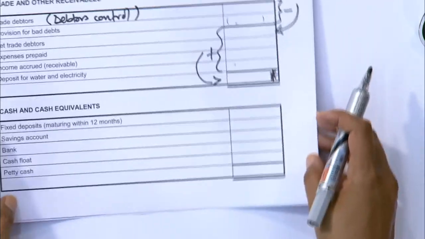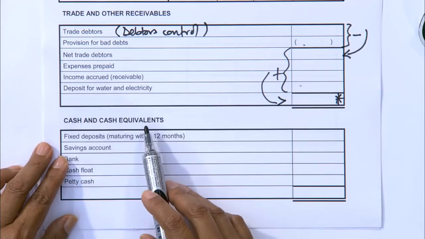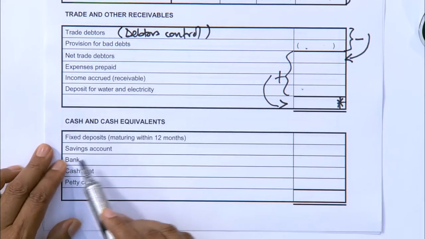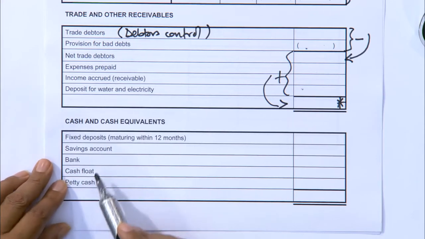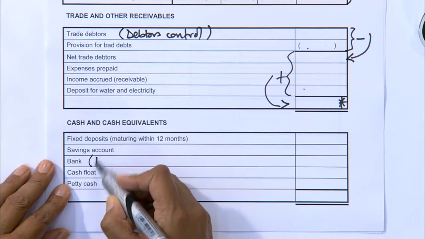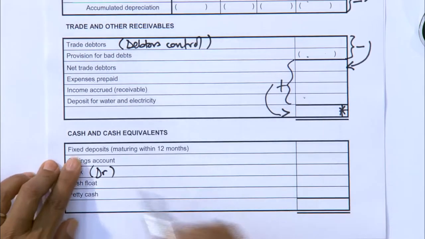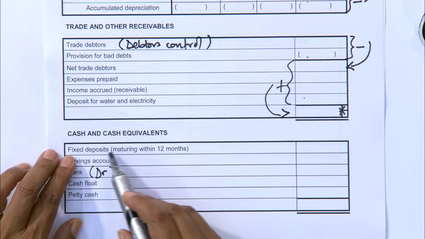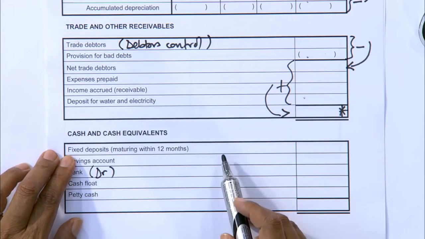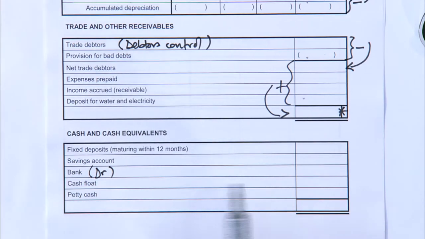Cash and cash equivalents, there we have it, right? My savings account, my bank, my cash float and my petty cash. So this is when it is a debit balance, when I have money in the bank. This amount here is the fixed deposit that will mature in the next 12 months. Okay? So let me just show you quickly.